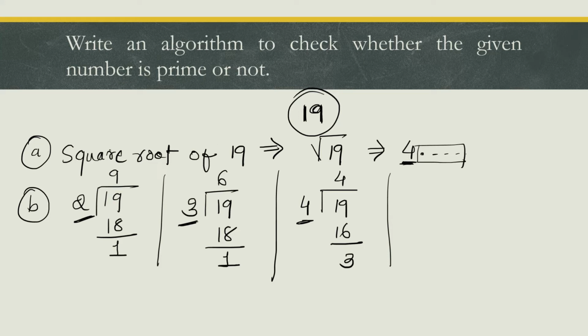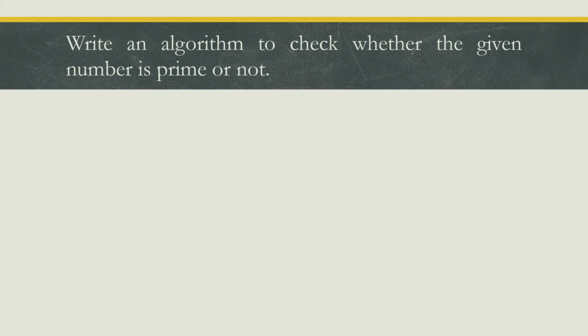Okay, we do not need to divide by 2, 3, 4, 5, 6, 7, 8, 9, 10 up to 18. We do not need to do that. We have to find the square root of the number, then we have to start dividing by 2, 3 and so on up to the square root of that number. Okay, I hope you have an idea about this. Let me give you another number, 37.